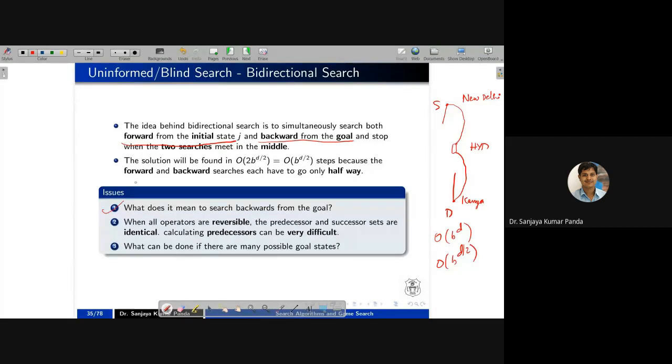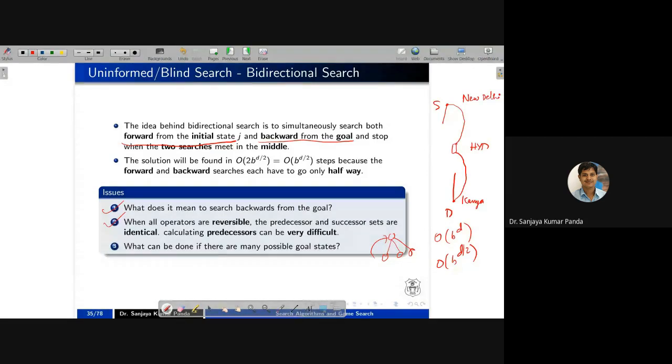Right? That is the first issue. Second one is, when all operators are reversible, the predecessor and successor sets are identical. So calculating predecessors can be very difficult. Like we always say that we expand a particular node, we generate a successor. But what you have to do in bidirectional search, you can generate your predecessors. In child can generate your parent, which is not possible. Right? So that is also one of the criticisms related to the bidirectional search.